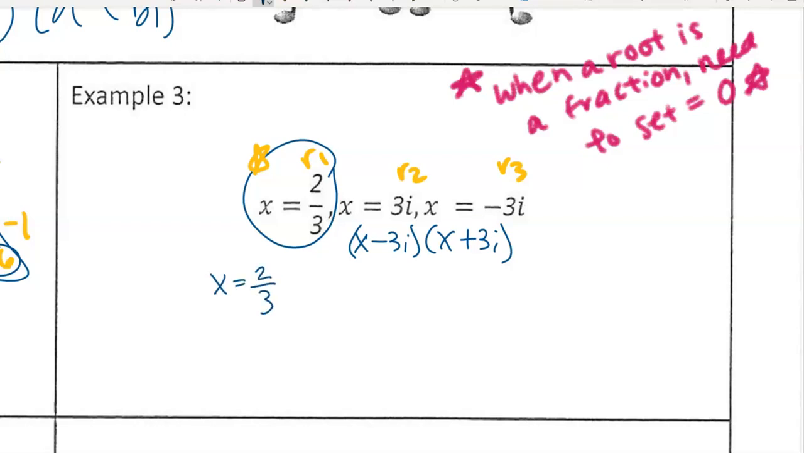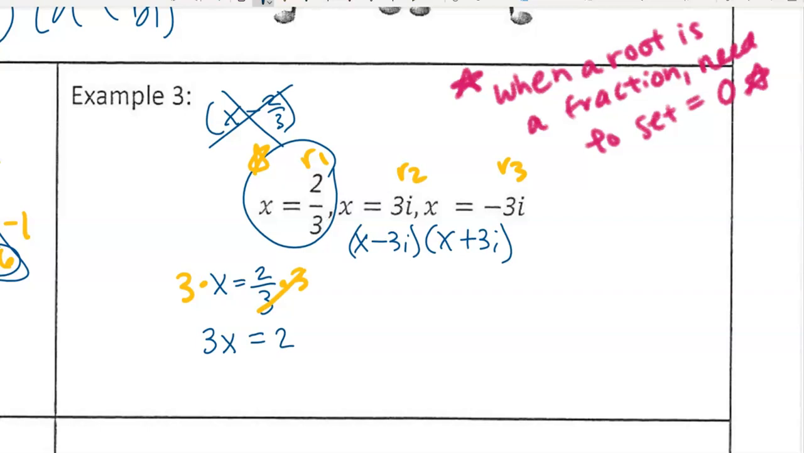Now, this root is not x minus 2/3. That's not how fractions work. It was not a fraction to begin with. It was a whole number. So what we need to do is slowly work backwards to bring these numbers back over to x. We are going to multiply by 3 to get rid of the denominator, leaving us with 3x equals 2.